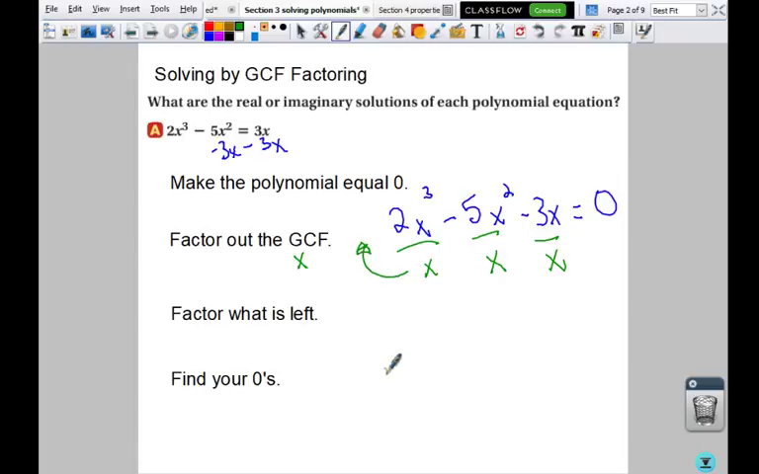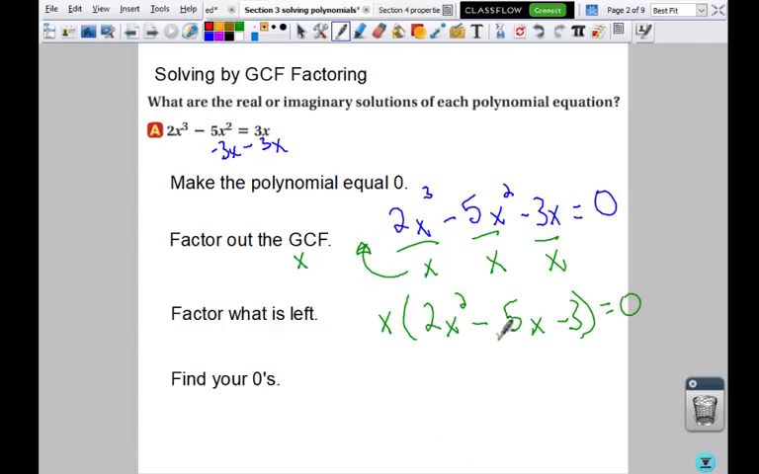So I'm going to divide it by x, and it's kind of like dividing, but when I factor out this GCF, I'm going to have x out in front, and then parentheses, and then whatever's left. I'm going to have a 2x squared minus 5x minus 3 equals 0. So the equals 0 is on the outside, not on the inside. We're going to keep that equal 0 stuff. Alright, so I factored out the x. Now let's look at this.